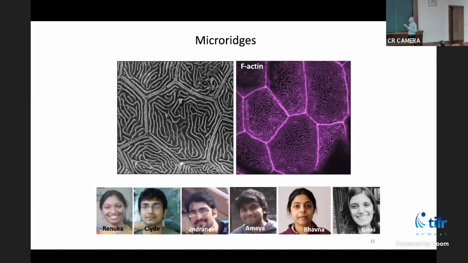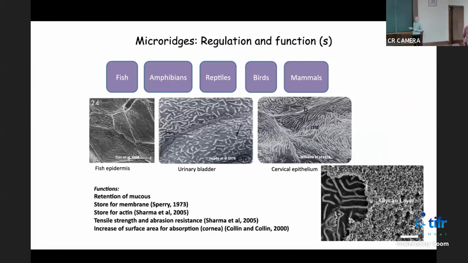Right. So I'm going to talk a little bit now about these projections that I was discussing earlier. These are the projections that are formed again by F-actin. These are not just present on the fish surface, but they are present all over from fish to mammals, including in humans. If you look at your corneal cells, buccal mucosa cells or cervical epithelium, many of these epithelial cells have these apical projections, which grow laterally long.